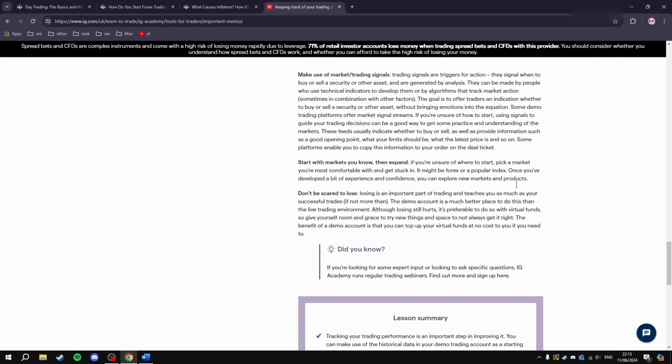If you're unsure how to start, using signals to guide your trading decisions can be a good way to get some practice and understanding of the markets. These feeds usually indicate whether to buy or sell, as well as provide information such as a good opening point, what your limits should be, and what the latest price is, and so on. Some platforms enable you to copy this information to your order on the deal ticket.